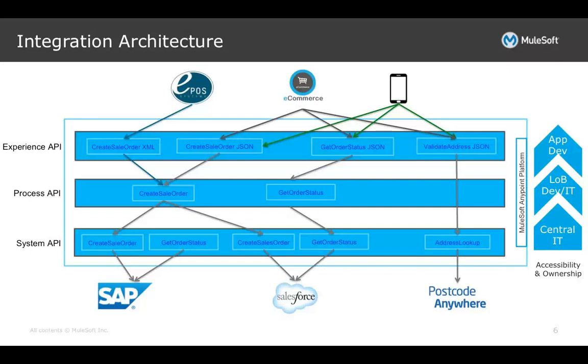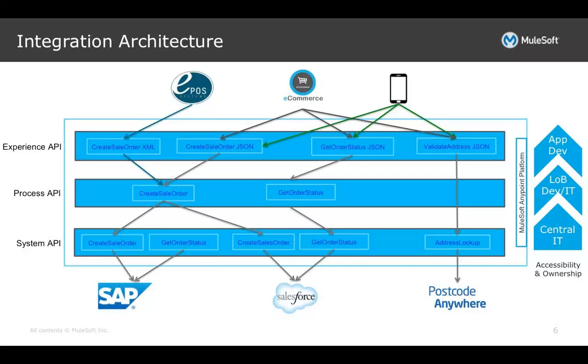So this gives you an overview where you probably don't need to have a process API layer for all your Experience APIs. You can consume a system API directly from Experience API, provided your system API internally consumes a RESTful API, or in case you don't need a process API or orchestration for your Experience API.